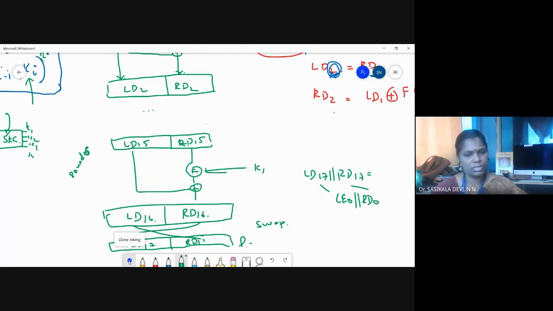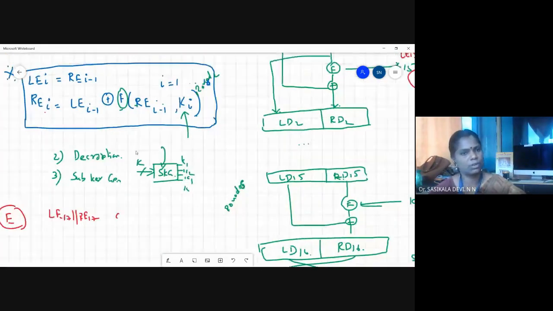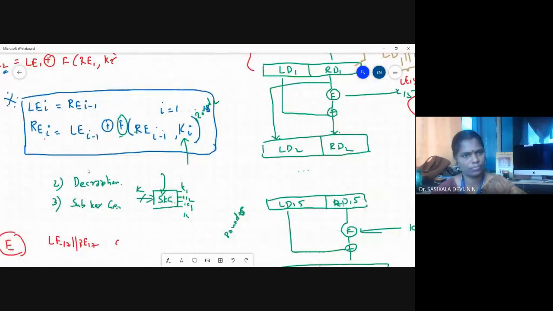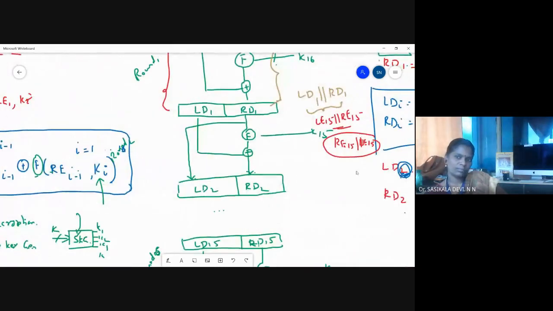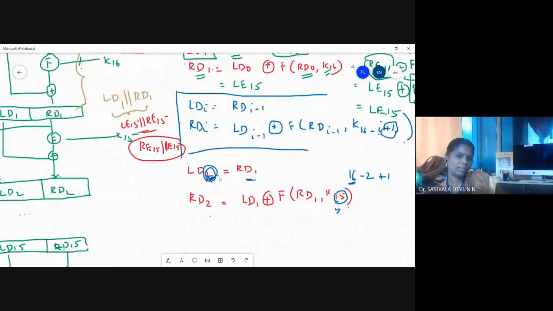So DES, Lucifer cipher, all those ciphers are based on this particular principle. You have to understand only one equation. LEi is equal to REi-1. REi is equal to LEi-1 XOR F of REi-1, Ki. And here LDi is equal to RDi-1. RDi is equal to LDi-1 XOR F of RDi-1, K16-i+1.